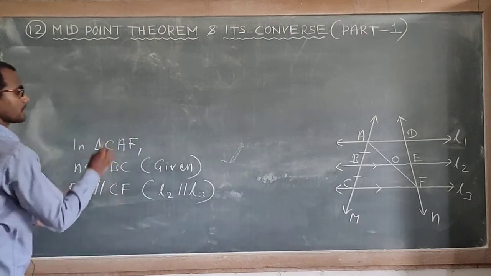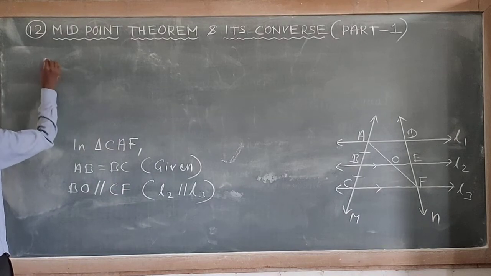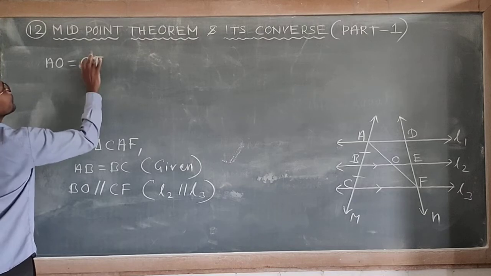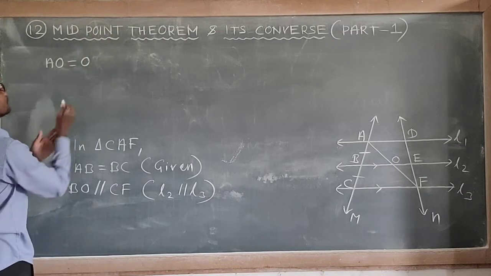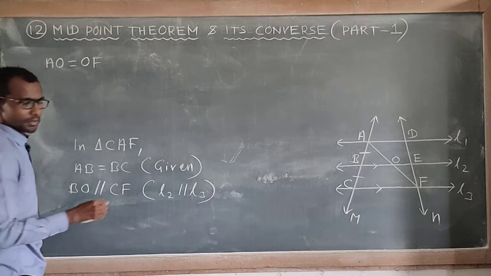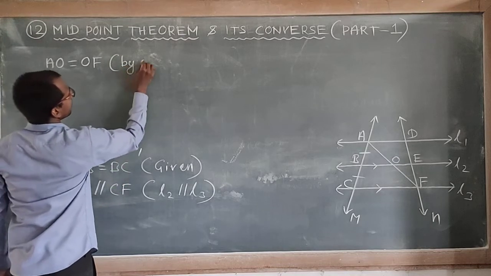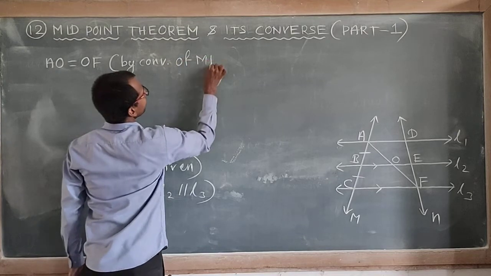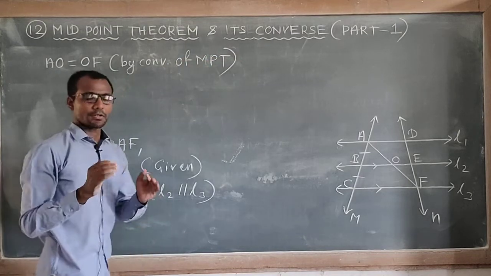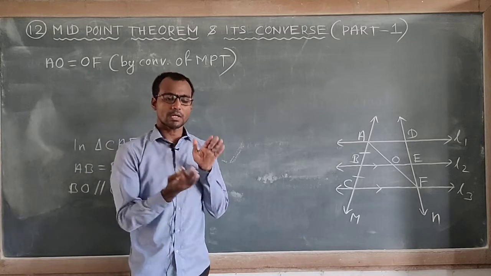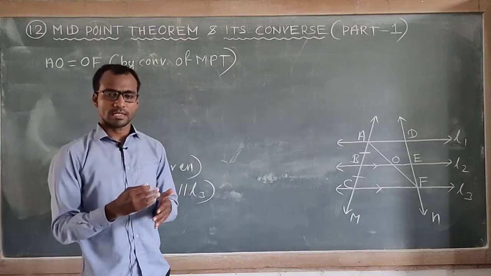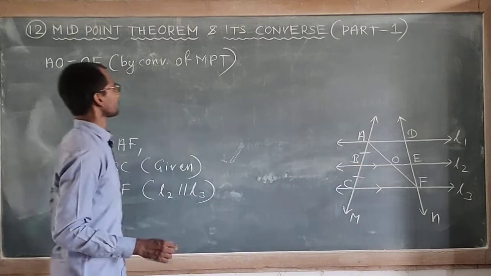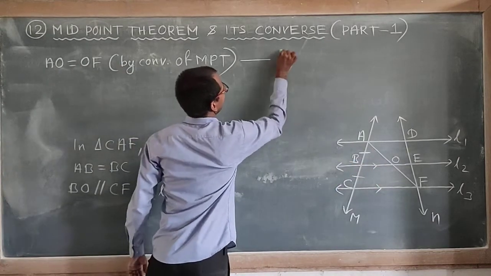So we can say AO is equal to OF by converse of midpoint theorem. A line drawn from the midpoint of one side of the triangle parallel to the second side bisects or passes through the midpoint of the third side. For that reason, O is the midpoint of AF. Let it be equation 1.